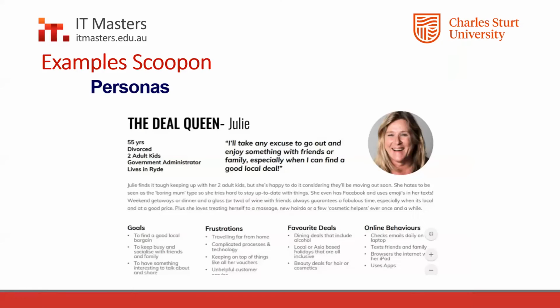So that's one example. When I was at Scoopon, we did a Survey Monkey, surveying our cohort of customers, and we put together the Deal Queen. So that's Julie, and she's 55, divorced, 2 kids, government administrator, and she lives in Ryde. So you can see her goals, her frustrations, her favourite deals, and her online behaviours. So it's really easy to communicate to the Julies in this particular persona.